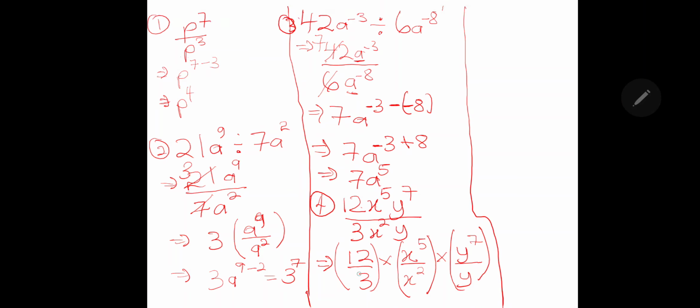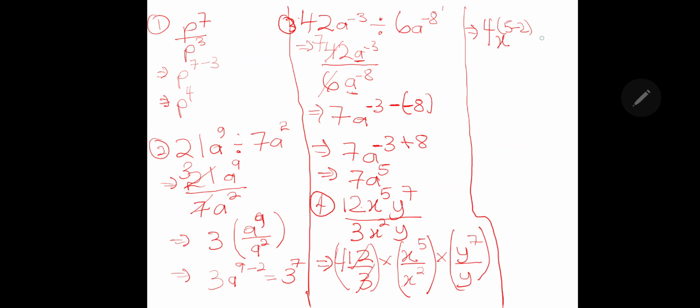So how many times will 3 go into 12? Let's recite our 3 times table. 3 1 is 3, 3 2 is 6, 3 3 is 9, 3 4 is 12. So it goes in 4 times. So you write your 4, then x to the power 5. So you write your x down. When two same bases are dividing, what do you do to the powers? You subtract their index.